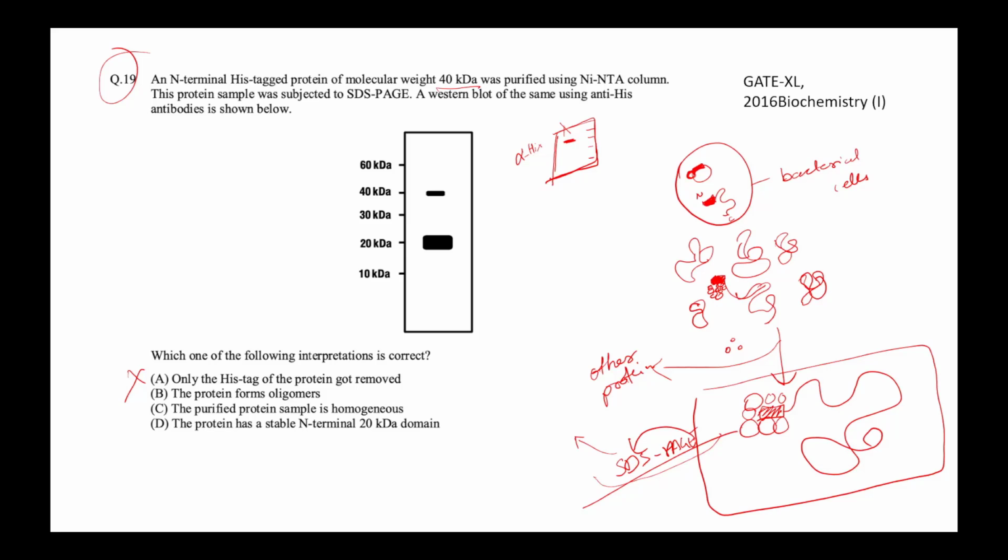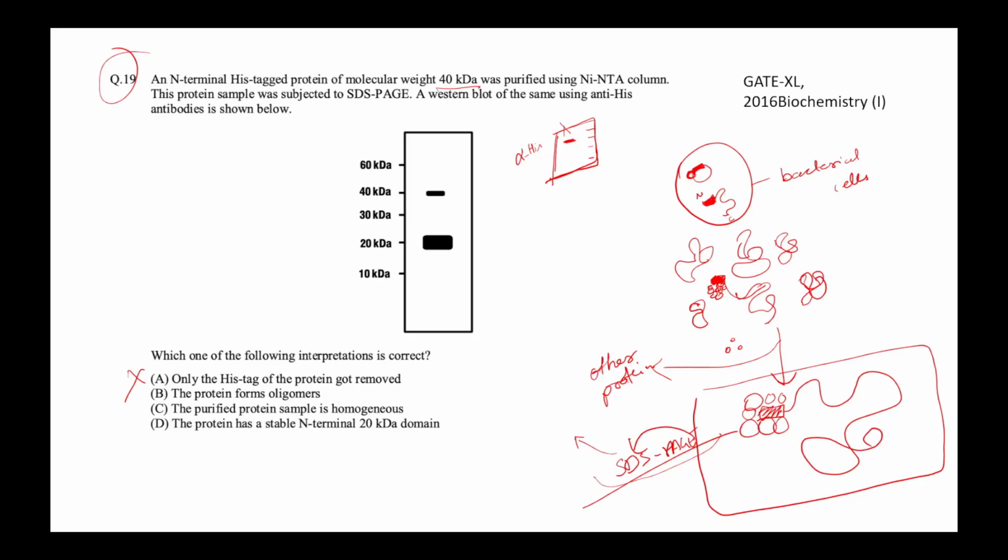The second option states that the protein forms oligomers. They are not saying that the tag is being removed, so the tag is intact, and this protein forms oligomers. Oligomer means more than one copy, between 2 to 10 copies of the protein. So many subunits of the protein are joined together and form a protein.